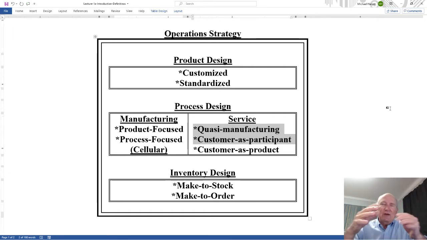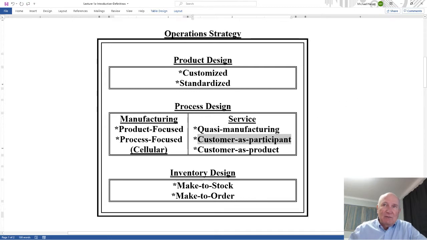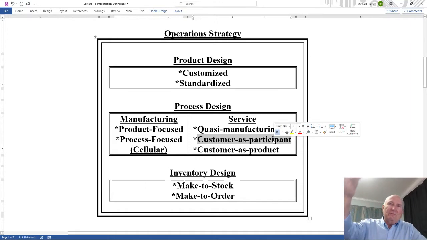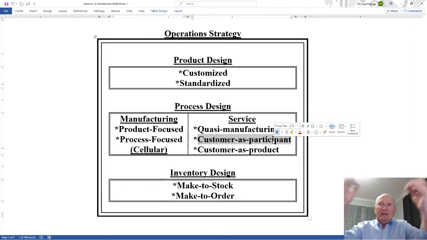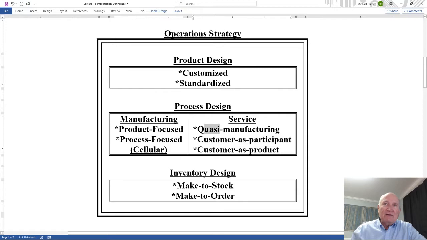Okay, and they ring you up and you pay. Well, that's customer as participant because the customer is participating. But that order goes to the back and then they put your order together. That's quasi-manufacturing. So the customer is part of the service because they gave the order up front, but they're not really part of the service putting it together. But they're putting it together according to what the customer said. So it's quasi-manufacturing. It's not pure manufacturing.